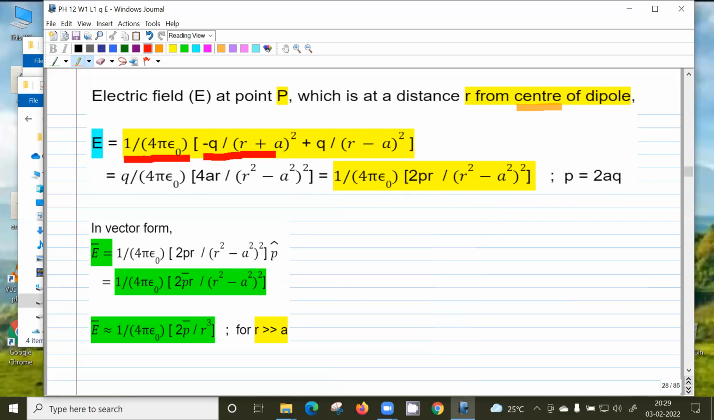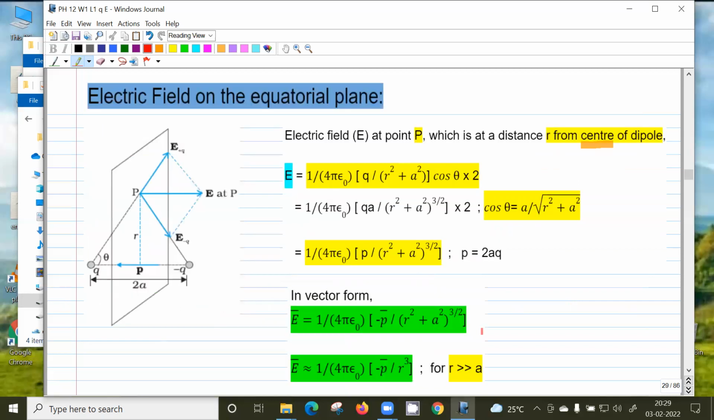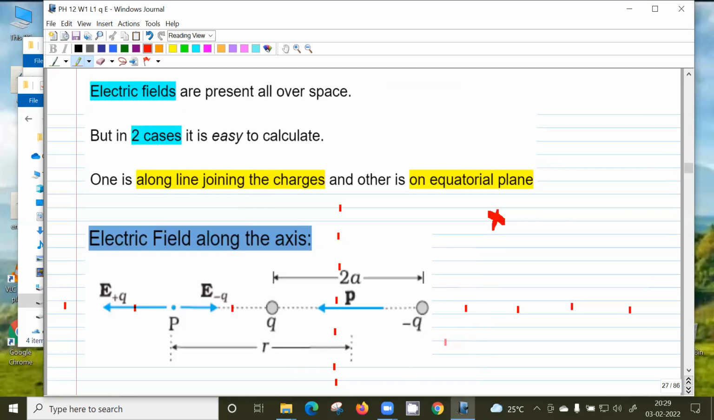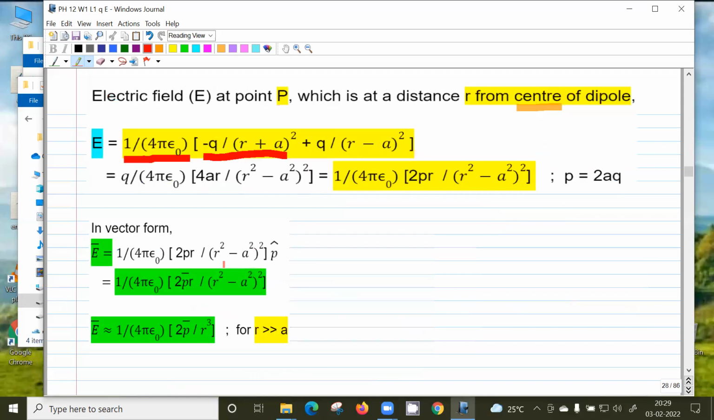Charge over the distance square. So the distance of minus q from the point, I've chosen the point here on the left side. So this distance is how much? r plus a. Similarly, the distance of plus q from this point where I'm calculating the electric field will be how much? r minus a. So for minus q it will be r plus a square, and then q divided by r minus a square.